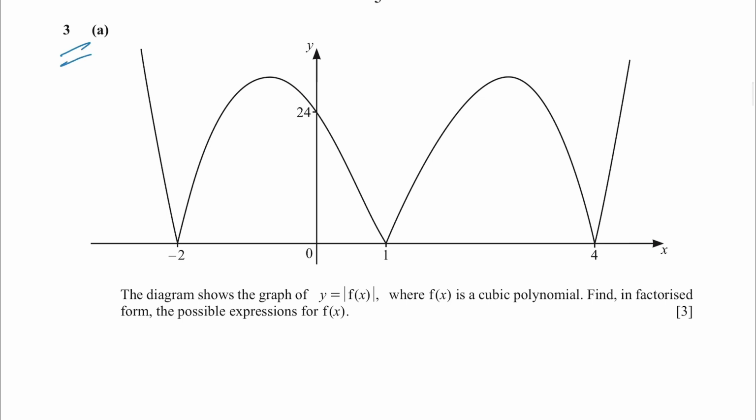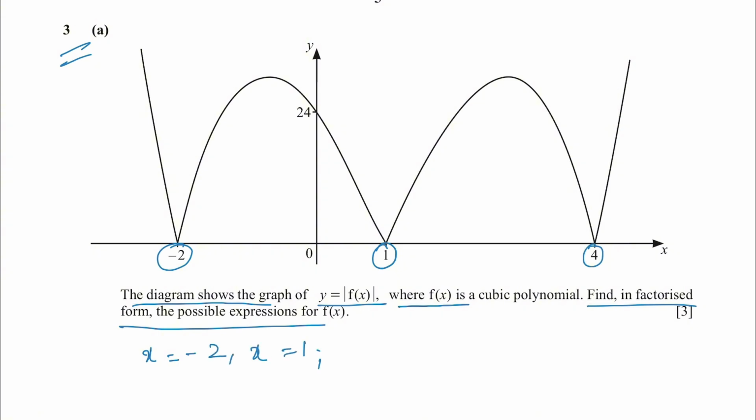Now moving on to question 3. We are given the diagram shows the graph of y equals modulus of f of x, where f of x is a cubic polynomial. Find and factorize the possible expressions for f of x. Here we are required to calculate the function f of x. So we have our roots as x equals to negative 2, x equals to 1, and x equals to 4. Let's write it down.